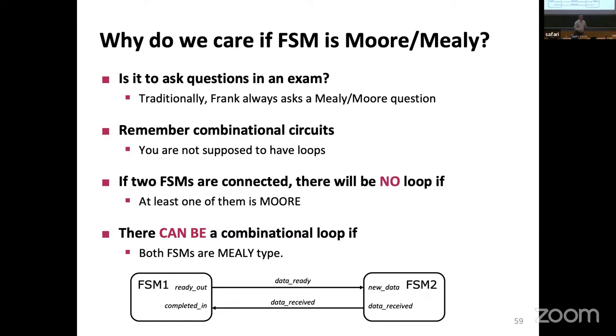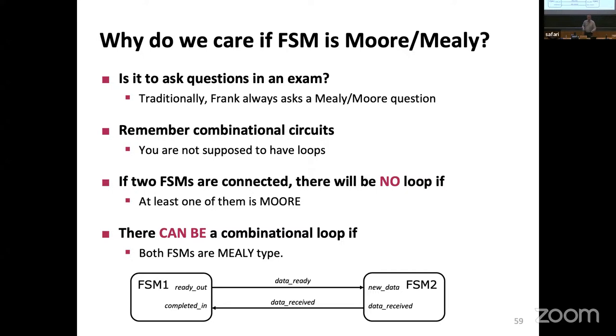And a lot of books put emphasis on these things, rightfully so, because we actually care if we combine two FSMs together. So if this guy is sending an output, is being received by the next finite state machine, and then immediately produces an output and goes back, you could create a combinational loop. And it is very easy to see whether or not you could have a combinational loop. If any one of these is a Moore machine, it means that the outputs are generated only out of a state. So there is no possibility of a combinational loop. The only case is if both FSMs are Mealy type, then, and not always, then there is a possibility.